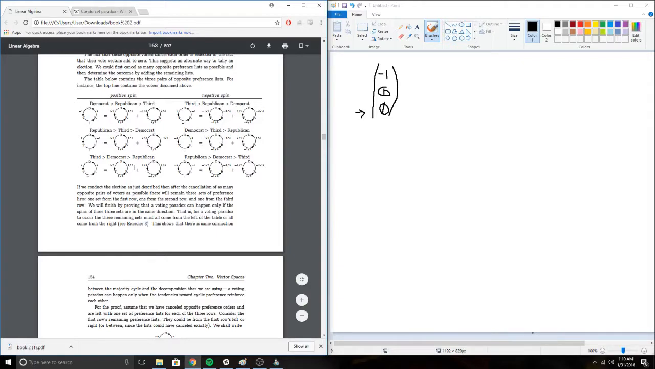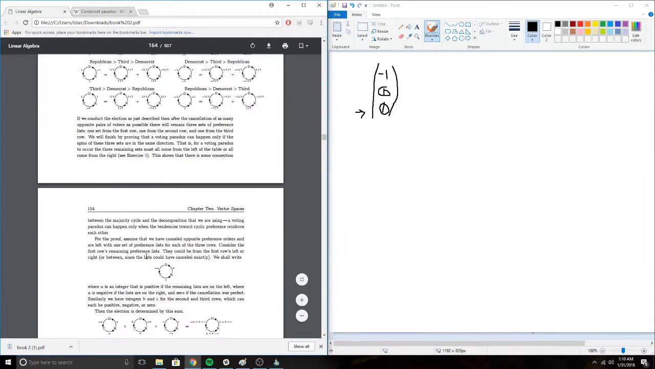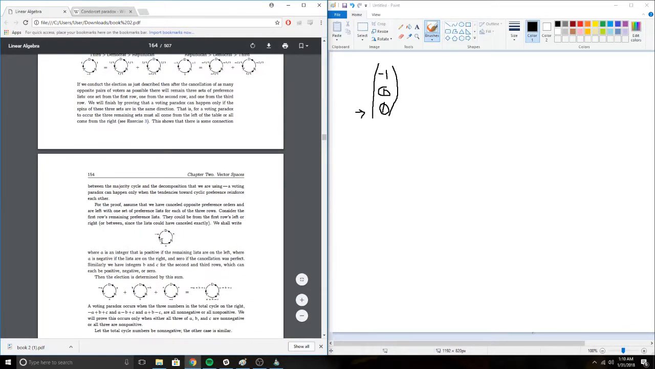there would be no paradox. So, for the proof, assume that we have canceled opposite preference orders and are left with one set of preference lists from each of the 3 rows. Here we have the DTR circle, and we have the negative A. So A here is an integer that is positive if the remaining lists are on the left, and negative if the lists are on the right, and 0 if the cancellation was perfect. Meaning 0 would be if no one preferred Democrats over third party, and the opposite is also true.